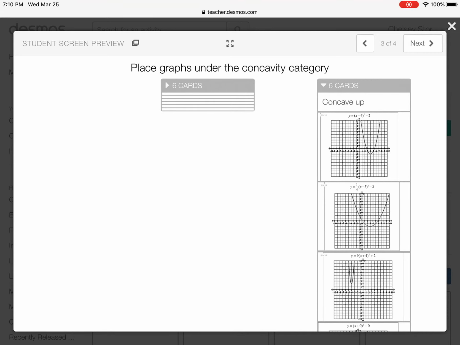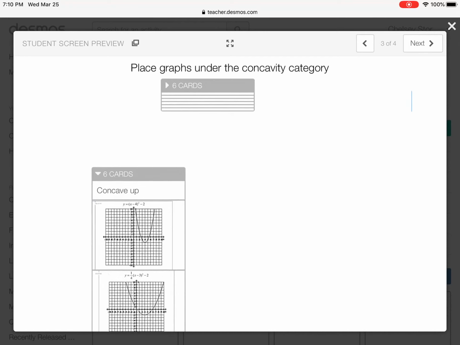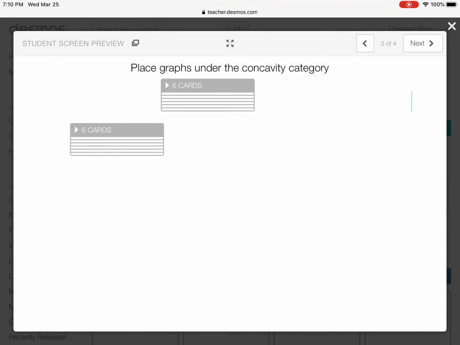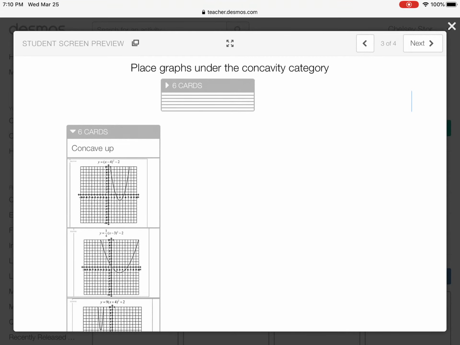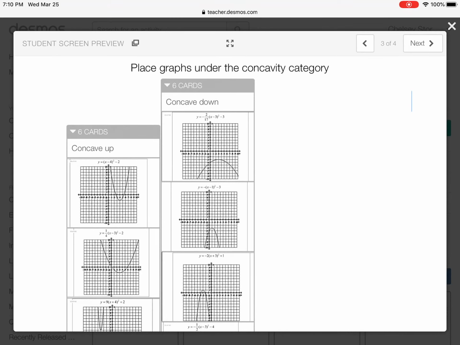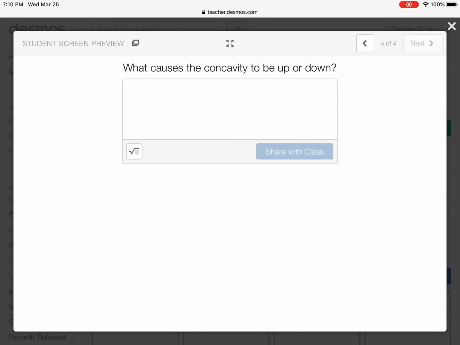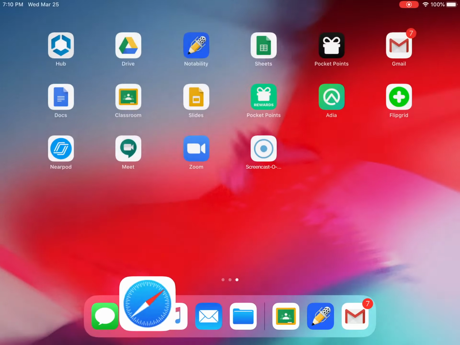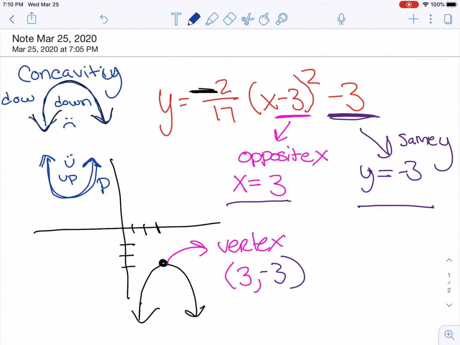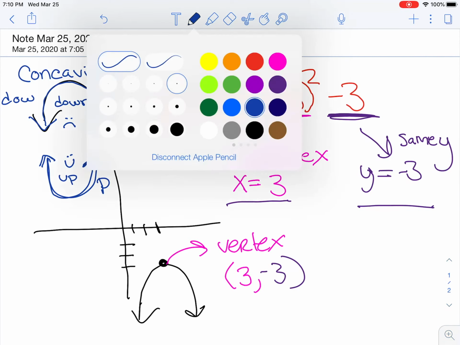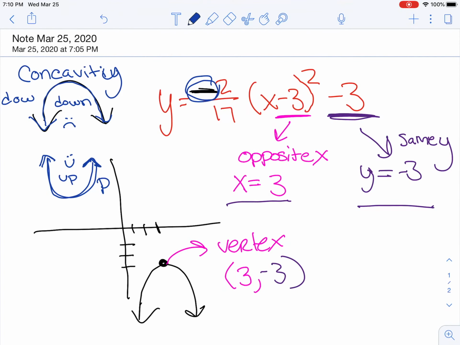Okay. So I should have 6 cards in each. Half of them are concave up, half of them are concave down. You can hide the cards, you can show the cards. If they match up correctly, I'll be able to see them. Then it says what causes concavity to be up or down. Okay, so we talked in my notes about like, is it up or down? Why was this one down? What happens if it's downwards? What happens if it's upwards? That sort of thing.